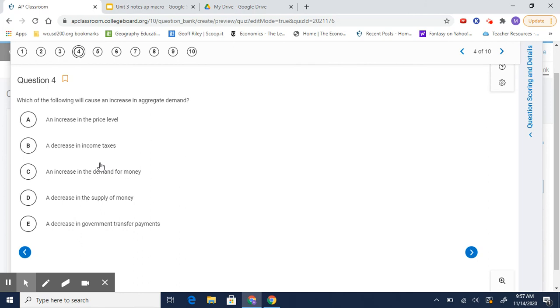Number 4, which of the following will cause an increase in aggregate demand? So the correct answer here would be a decrease in income taxes. So we're looking for something that's going to shift AD to the right, and that's going to be income taxes. That's going to be putting more money back in people's pockets.